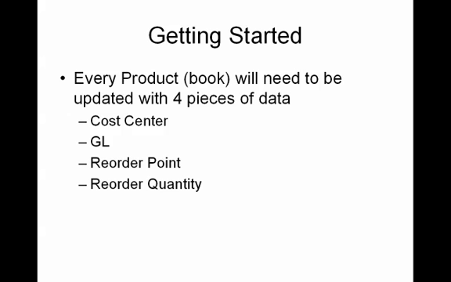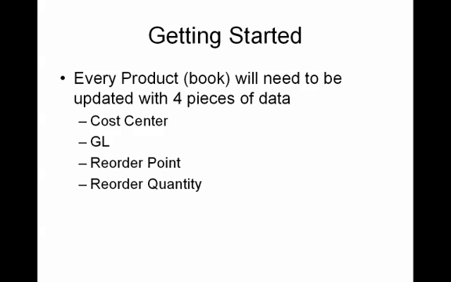One is the cost center and the GL, which always has come to us before on the purchase order, but now we won't be getting a purchase order, so the cost center and GL we will have to have in the product record. We need a reorder point, which is the quantity at which the system says, okay, it's time to order more. And then we'll need a reorder quantity, which is how many we order.